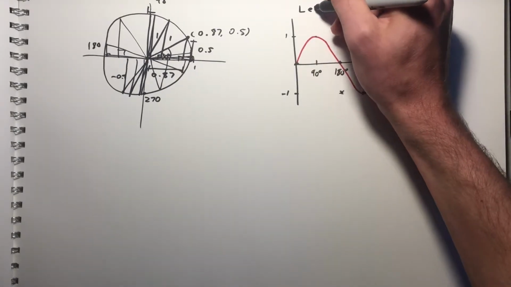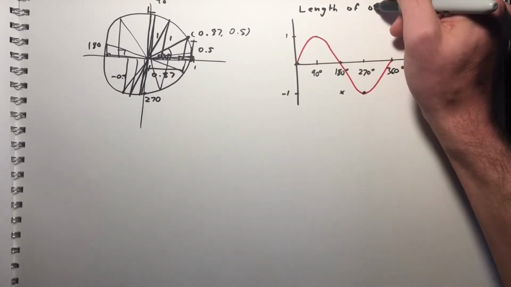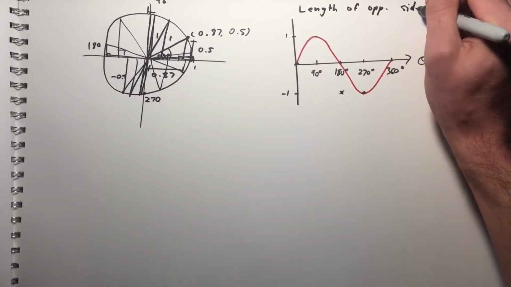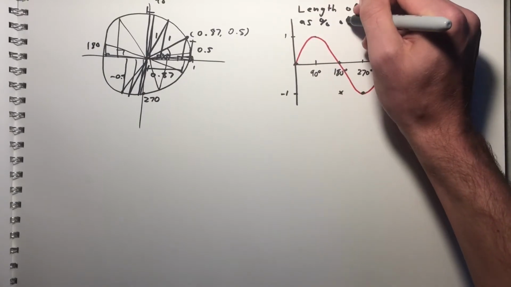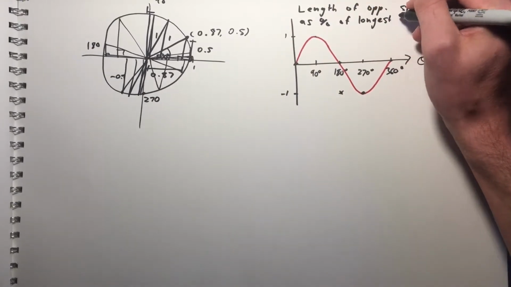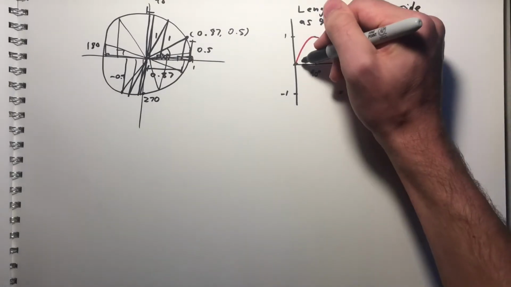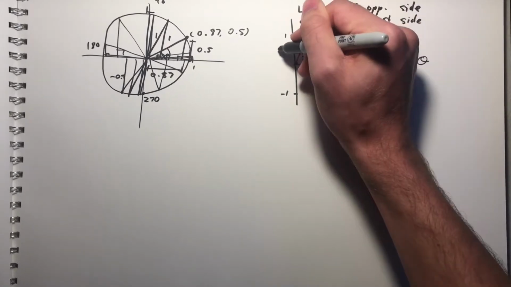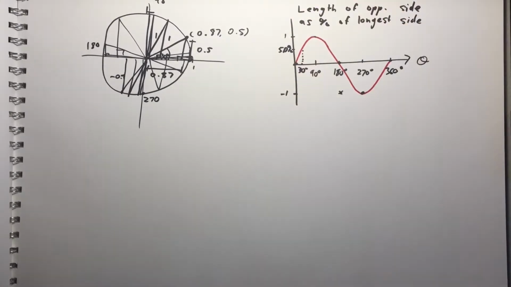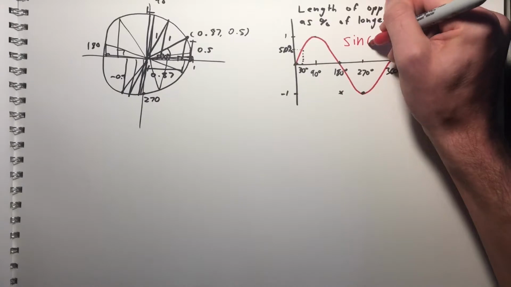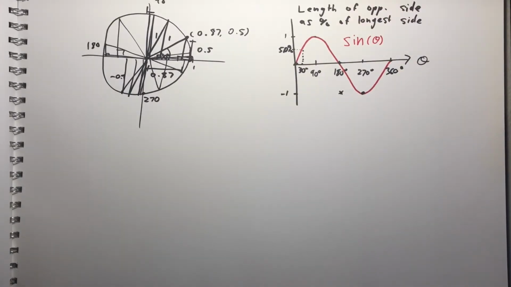And this vertical axis is just telling us what is the length of the opposite side of the triangle as a percentage of the longest side, because the longest side is 1. So if our opposite side's length is 0.5, for example, when we're at 30 degrees, then we're looking at a 50% size compared to the longest side of the triangle. And because that's a bit of a mouthful, I'm just going to call this sine of theta.